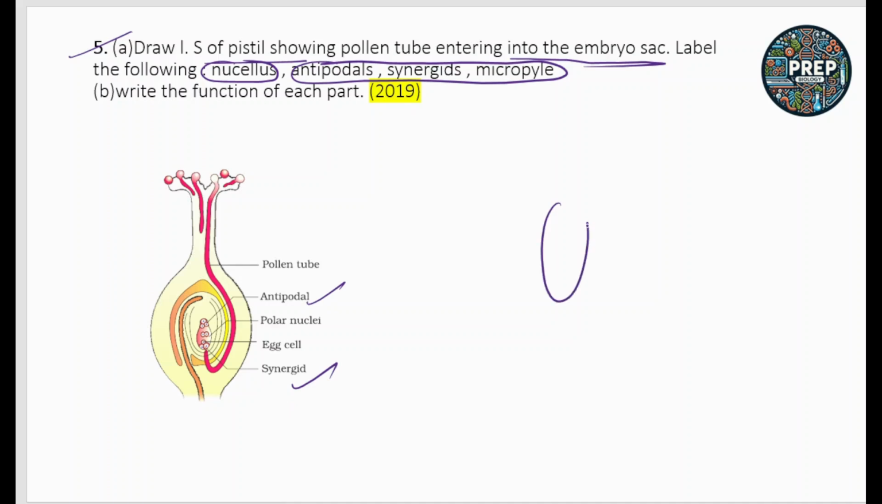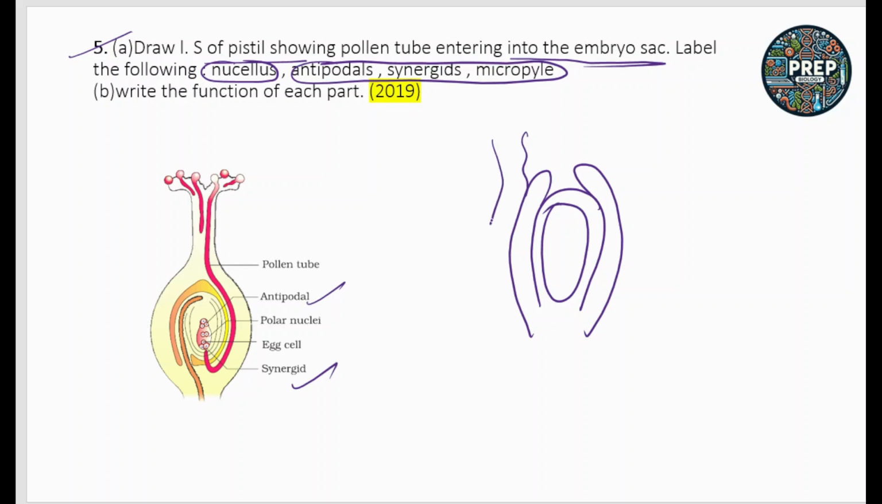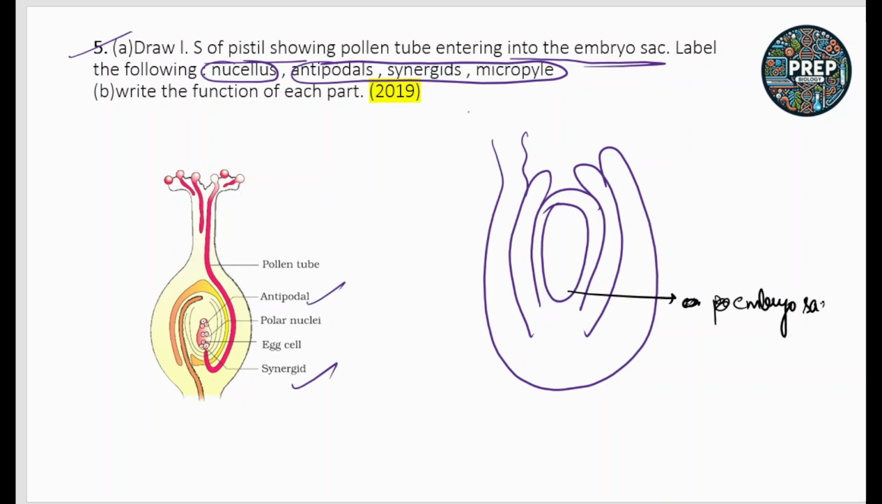We have discussed the structure of the ovule or the LS of the pistil. We have this kind of structure, okay. This is the LS of pistil, or the ovule. So you know that this is the embryo sac. Okay. Outside the embryo sac, you have the mass of perigametous cells. That structure is called the nucellus.